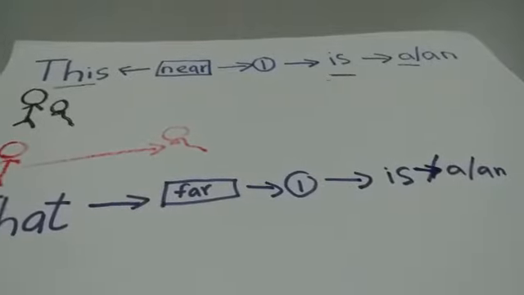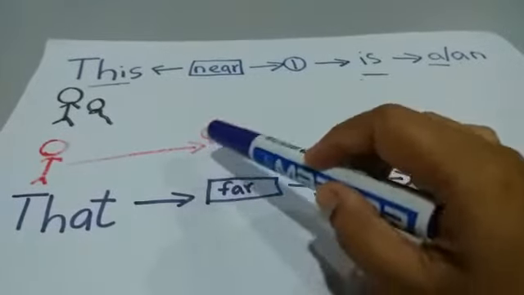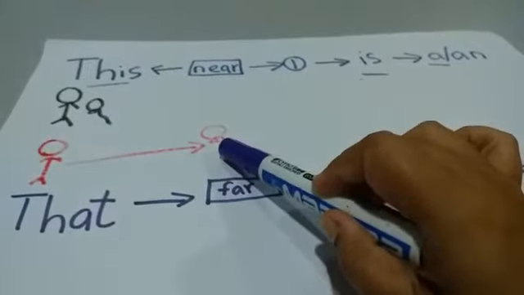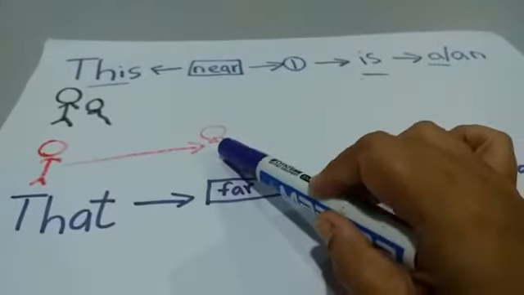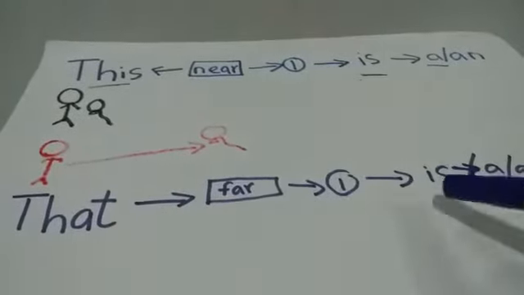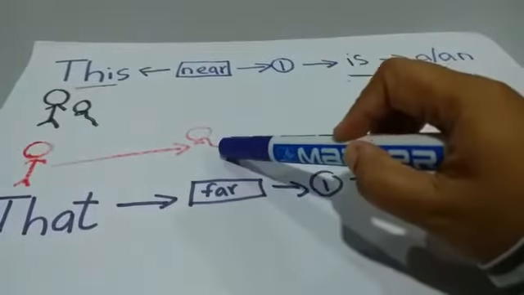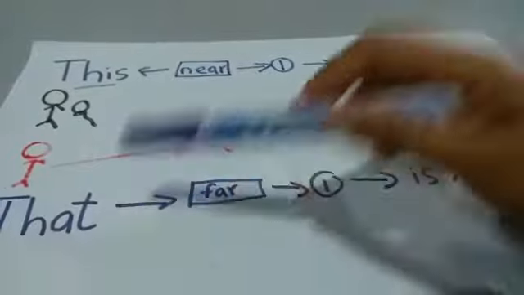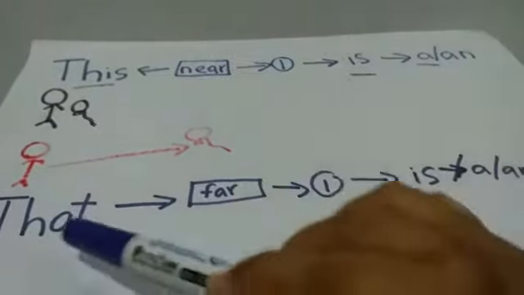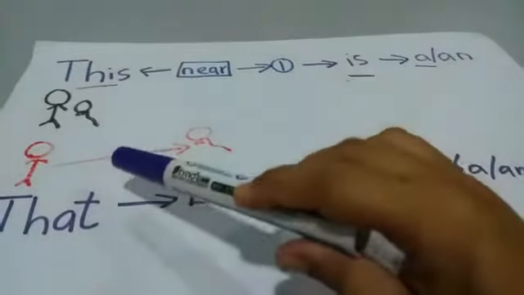Now let us look at this picture. Now there is one student, and imagine this is you, and the balloon is far away. How many balloons? Only one balloon. So you're going to use that is, and if it is one, you have to say that is a balloon. How are you going to say? That is a balloon.